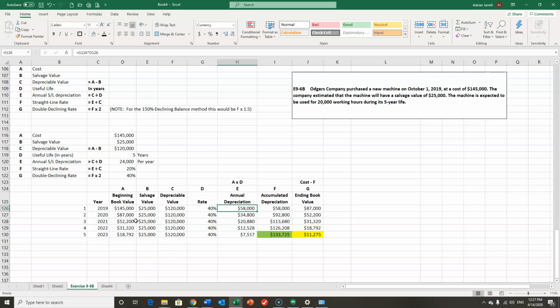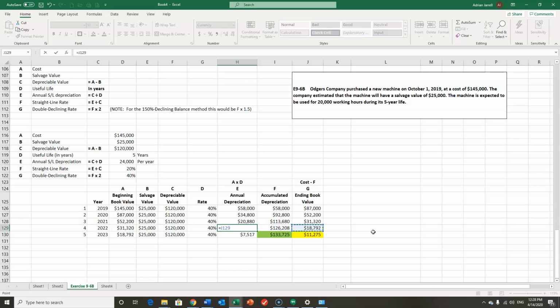Then we use that same number, $52,200 times 40%, to get the depreciation in the third year. And in the fourth year, you notice we did something. We went over the amount of depreciation we could take. Accumulated depreciation can never be more than the depreciable value, and the ending book value can never be less than the salvage value. So when we get to a year, and it could be the last year or the next to last year, we'll just make sure that we don't go over that.